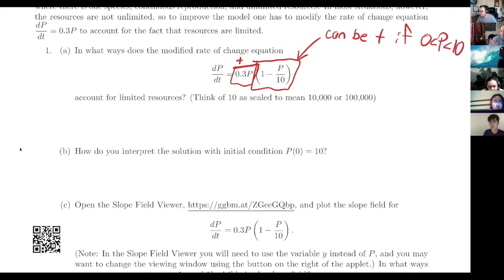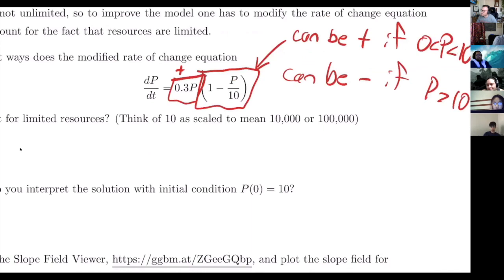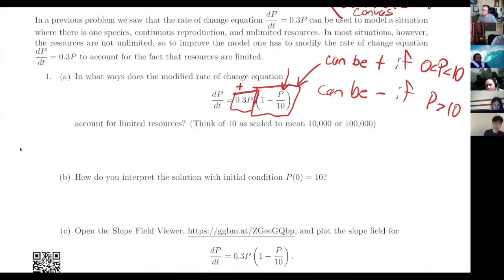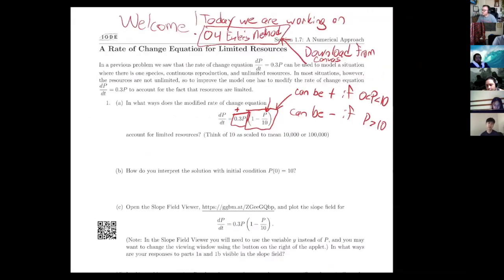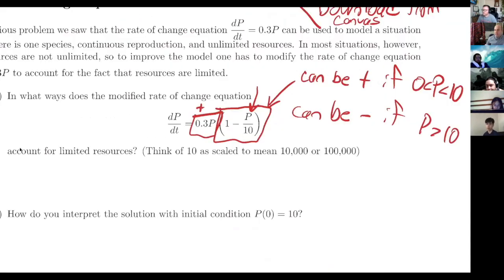Say if P is between 0 and 10, but it also can be negative if P is bigger than 10, right? So if we plug in a value like 20 for P over here, then that would give me 1 minus 2, right, which would give me a negative quantity. So that second factor is saying, if P gets pretty large, we might actually get some negative contribution from that second factor.